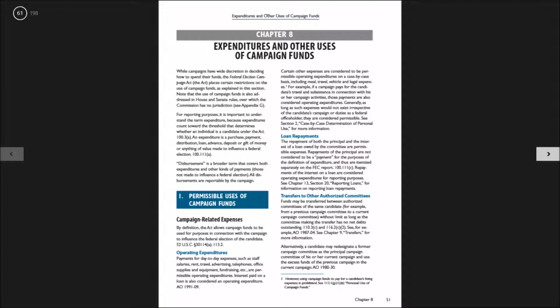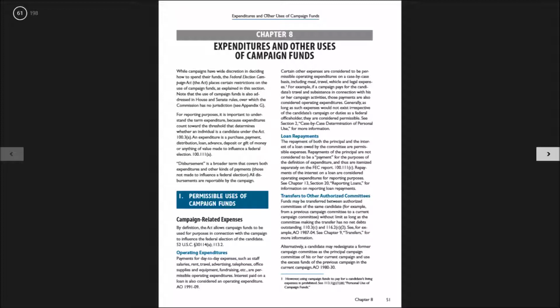Loan repayments. The repayment of both the principal and the interest of a loan owed by the committee are permissible expenses. Repayments of the principal are not considered a payment for the purposes of the definition of expenditure, and thus are itemized separately on the FEC report. Repayments of the interest on a loan are considered operating expenditures for reporting purposes. See Chapter 13, Section 20, Reporting Loans, for information on reporting loan repayments.